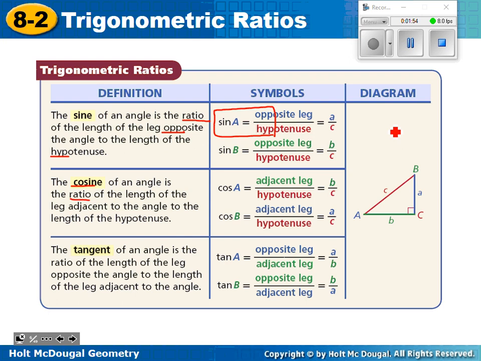Cosine is the ratio of adjacent to hypotenuse. So cosine is adjacent over hypotenuse. And then tangent is the opposite over the adjacent. So again, opposite over adjacent, and that's what was in the video and what we just wrote on the board. Okay? Again, the opposite and the adjacent change depending on which angle you're looking at. So that's why there's 2 for each one of these depending on which acute angle you're looking at.